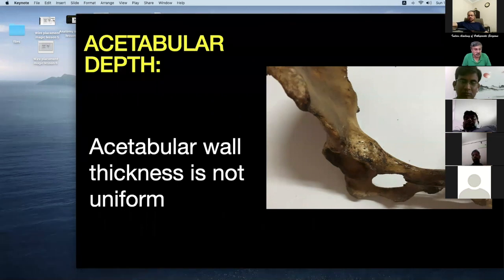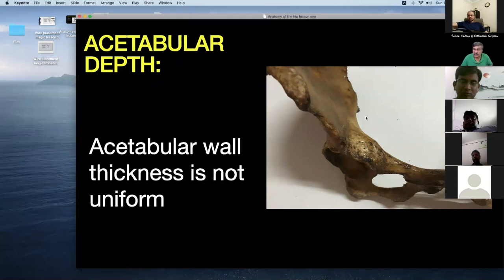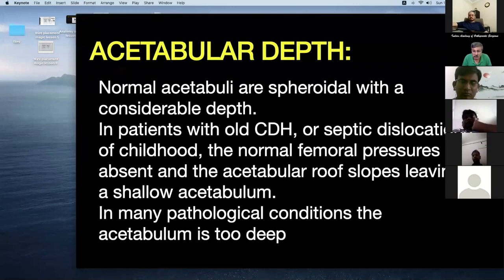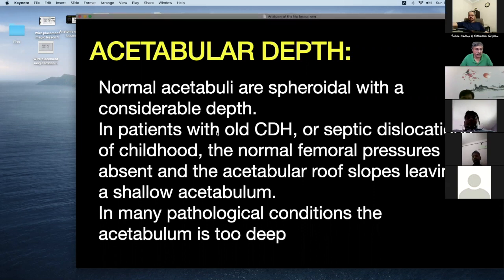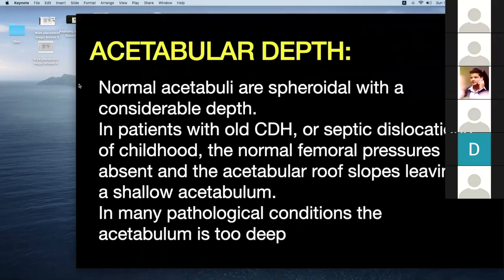Acetabular wall thickness is not uniform. You can see that this wall, the thickness here is more, the thickness here is less, the thickness here is more. Normal acetabuli are spheroidal with considerable depth. In patients with old CDH or septic dislocations, the normal femoral pressures are absent and the acetabular roof slopes, leaving a shallow acetabulum. I hope I'm clear.